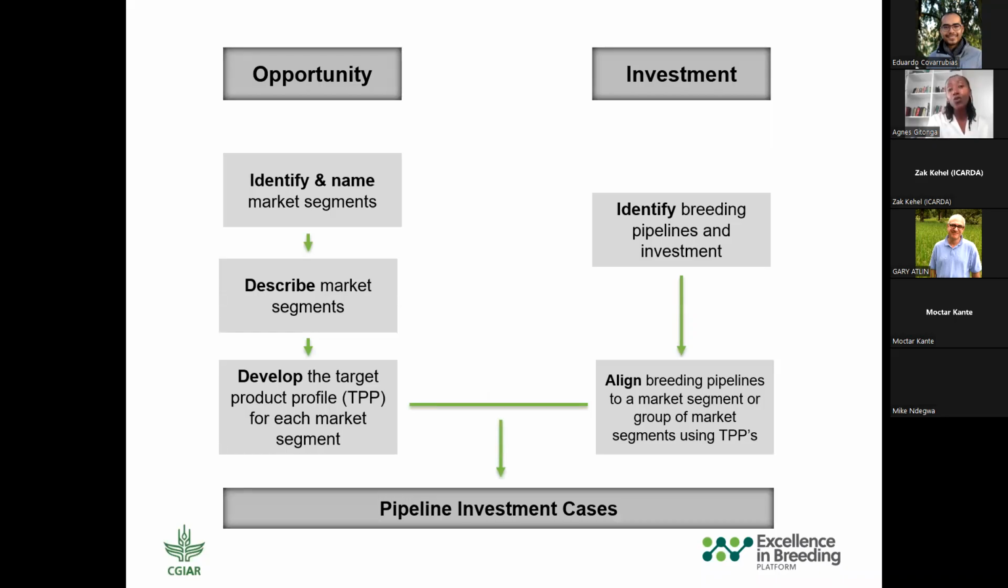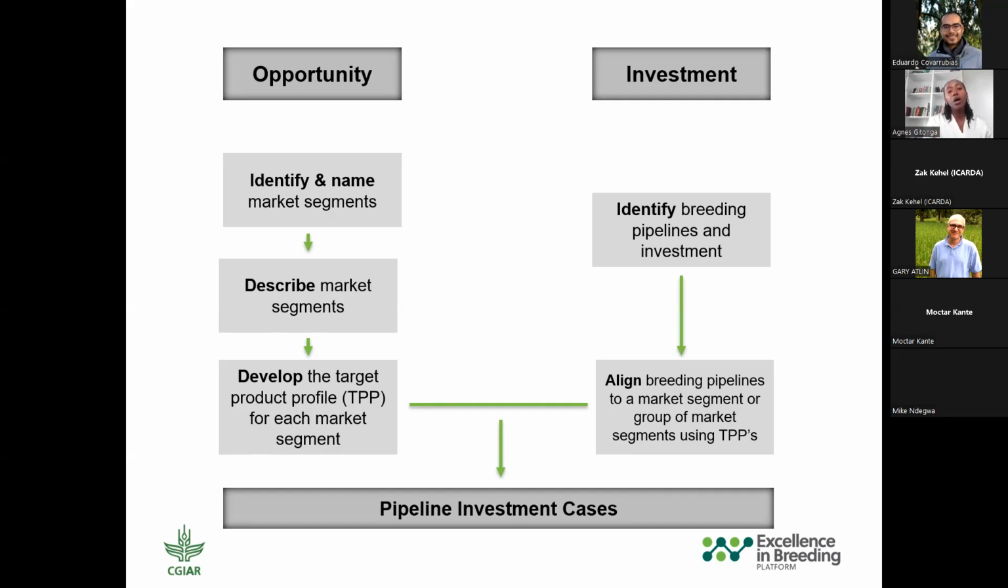It's one thing to identify and name, but we also need to go deeper, which we have done, to describe the market segment. The description of the market segment is basically the various metrics that we've been able to use to scope the opportunity in the various market segments, which you'll be able to see.